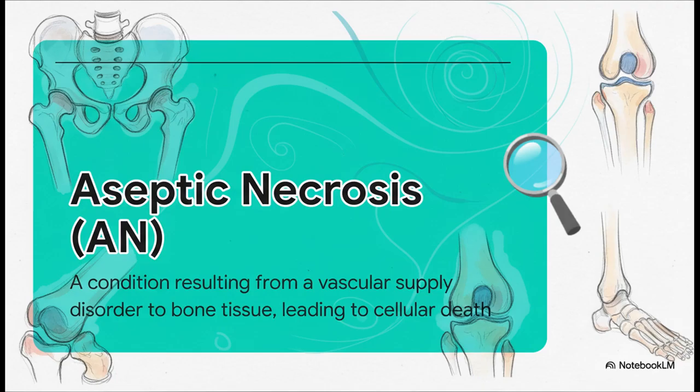So, first things first, what are we even talking about? Aseptic necrosis. At its core, it's a blood supply problem, plain and simple. Imagine a part of a bone just isn't getting the blood it needs. What happens? Well, the tissue dies. It's also called avascular necrosis or osteonecrosis, and this whole process can lead to these tiny little fractures, and if it gets bad enough, the bone can literally just collapse.